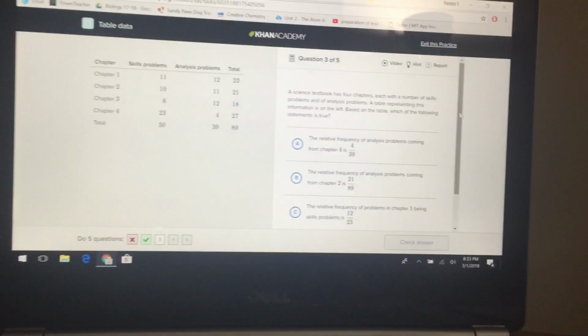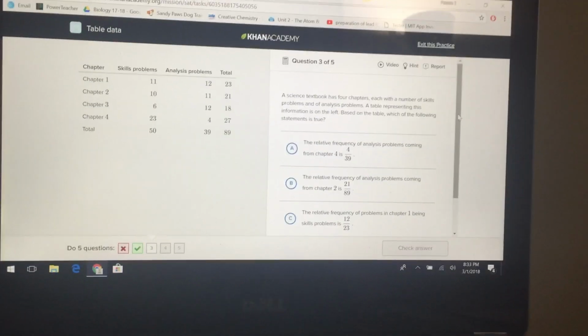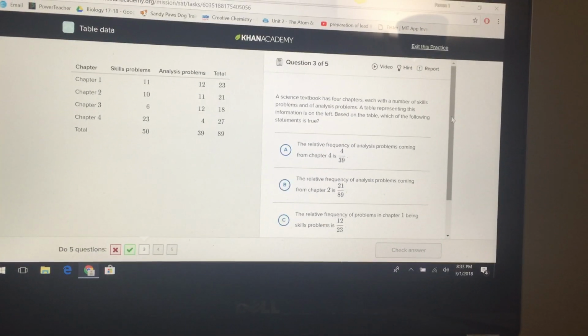Alright, I haven't seen this question before. So let's read it. It's talking about the science textbook has 4 chapters, each with number of skills. Okay, a table representing this information is on the left. Based on the table, which of the following statements is true?